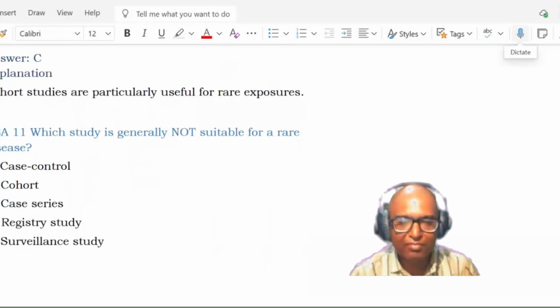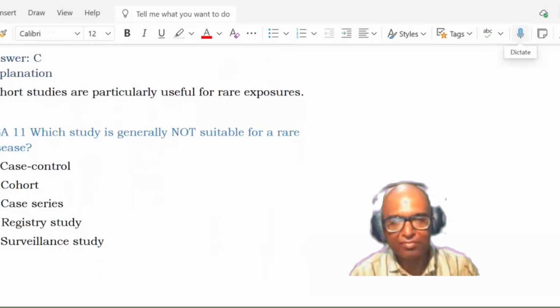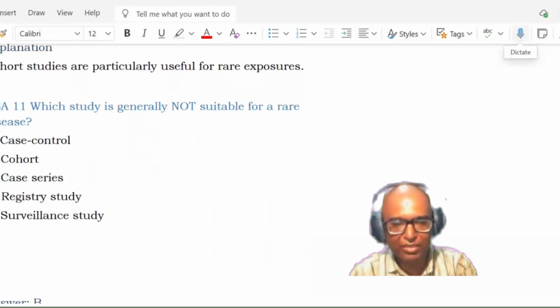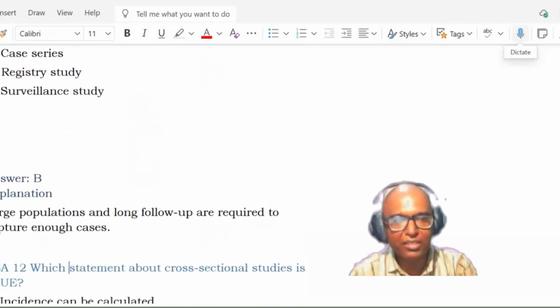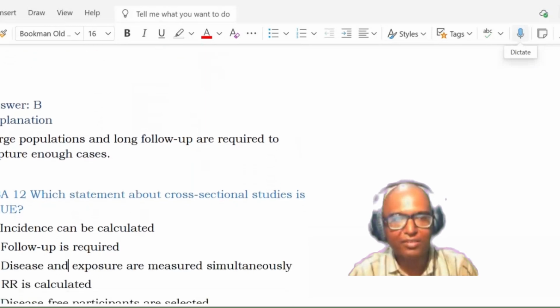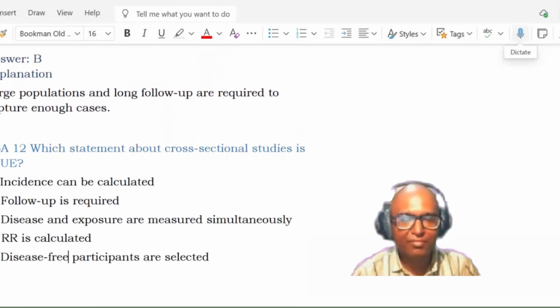Which study is generally not suitable for rare disease? A. Case control, B. Cohort, C. Case series, D. Registry study, and E. Surveillance study. So not ideal for rare disease, it is the cohort study. Again, cohort. So a large population and long follow-up are required to capture enough cases.